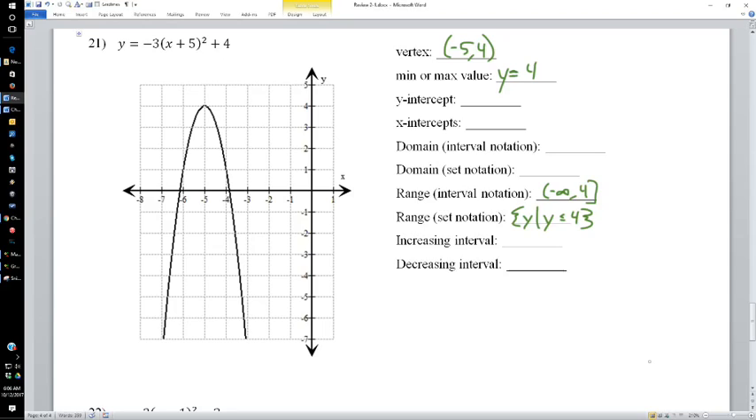And again, your domain and range. For quadratics, nothing is off limits. So your domain, negative infinity to positive infinity, it's all real numbers. And x is a set of all real numbers.